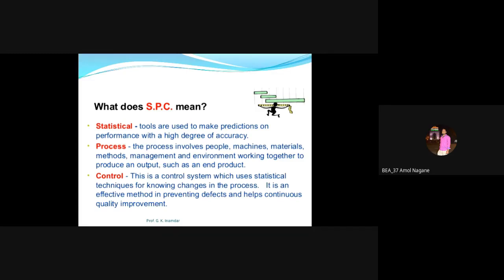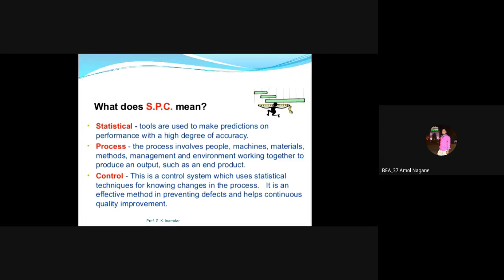Now the process involves people, machines, materials, methods, management, and environment working together to produce an output such as an end product. A process is nothing but the entire schedule or entire area of that work, work of production or maybe service. Control.